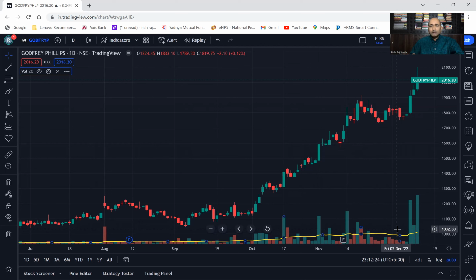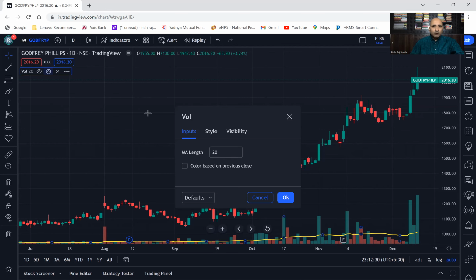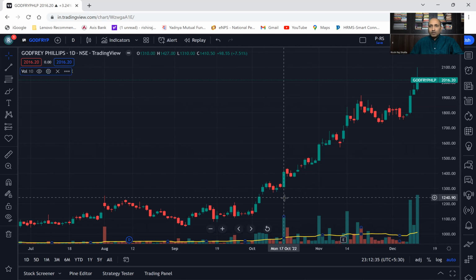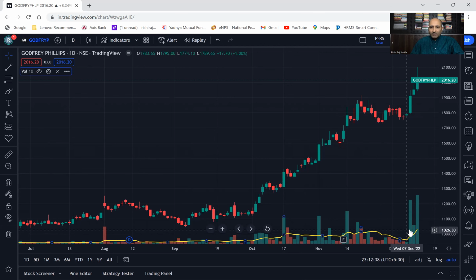So as per your requirement and convenience, you can set your average volume, and that will give you significant information. What you will see here is that on each day with significant upward movement, volume is above this line. If volume for a particular day is below this line, that means there is no significant volume on that day. That is also shown from here.